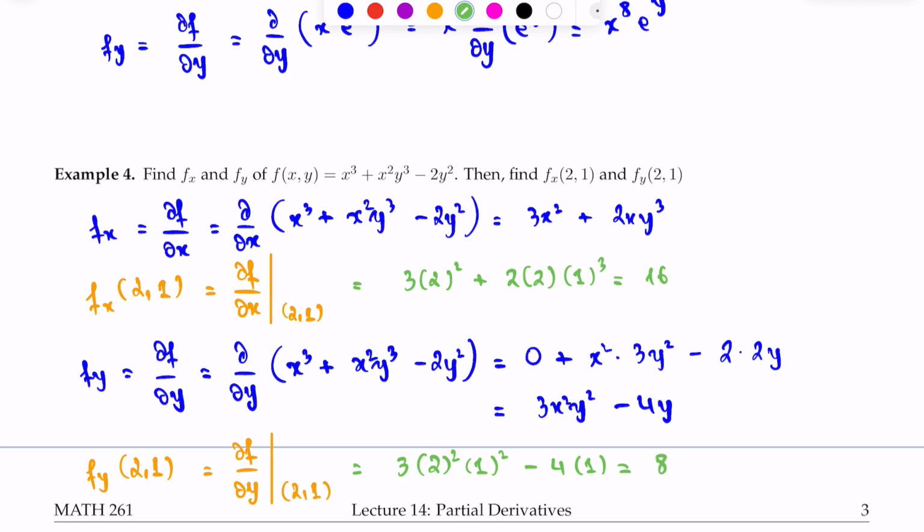Alright, so hopefully this example gives you the idea of how to calculate the first partial derivative with respect to x and the first partial derivative with respect to y, as well as the evaluations of partial derivatives at the given points.